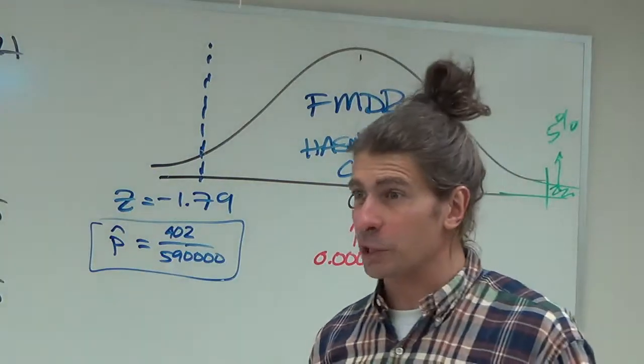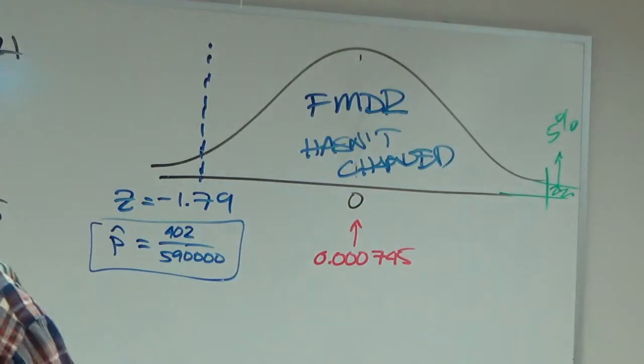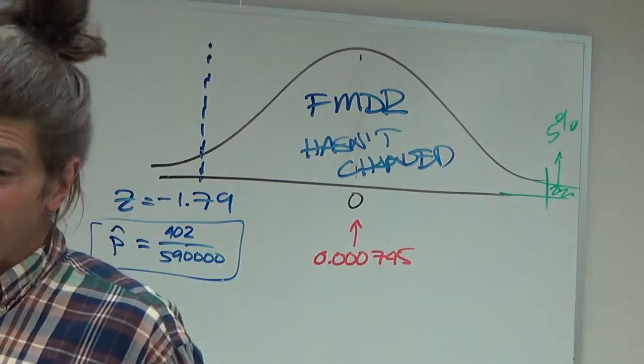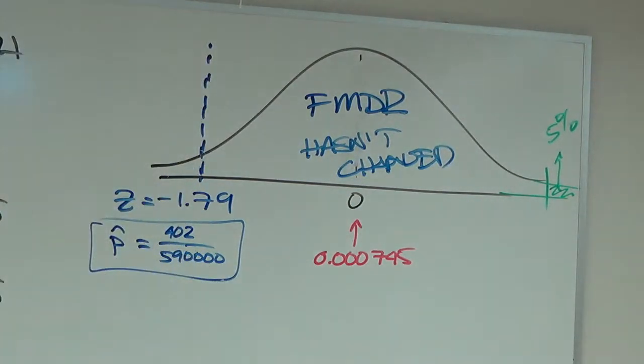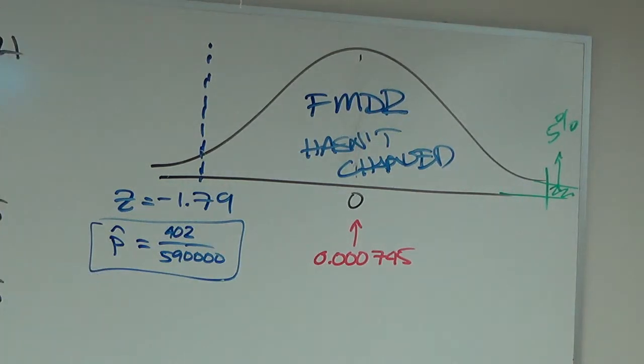Okay, so you're explaining it to your neighbor. You're out there doing yard work this weekend. It's going to rain a little bit, soften the dirt for you. Very good. What are you going to say? It appears or does not appear? No. It does not appear that the Florida motorcycle death rate has increased. It does not appear.